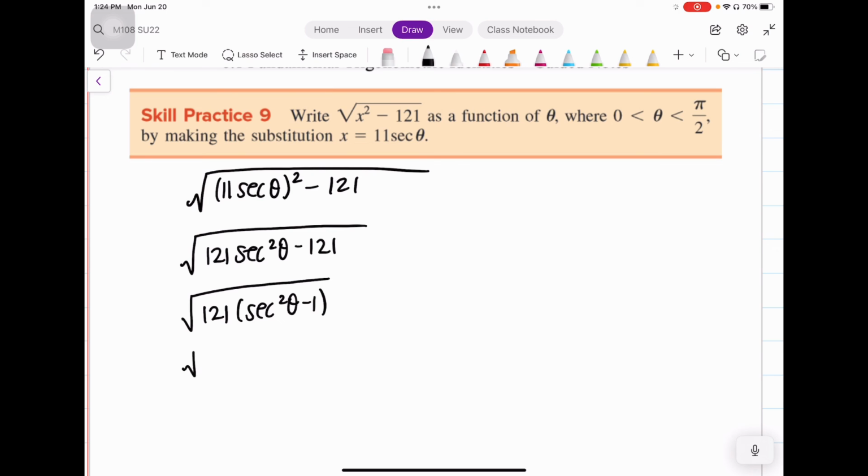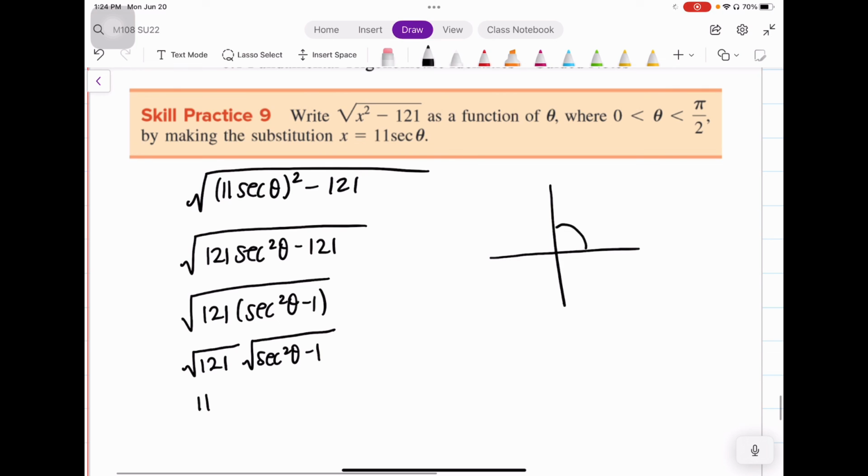Using square root properties, I can take that as the square root of 121 times the square root of secant squared theta minus 1. The square root of 121 is 11, and we're talking about theta in between 0 and pi over 2, where both x and y are positive. So I'm just going to have a positive value, not a negative value when I'm square rooting. And secant squared theta minus 1 is the same thing as tangent squared theta, which I can then square root to become tangent of theta. That is 11 tangent of theta. And that's it for this section.